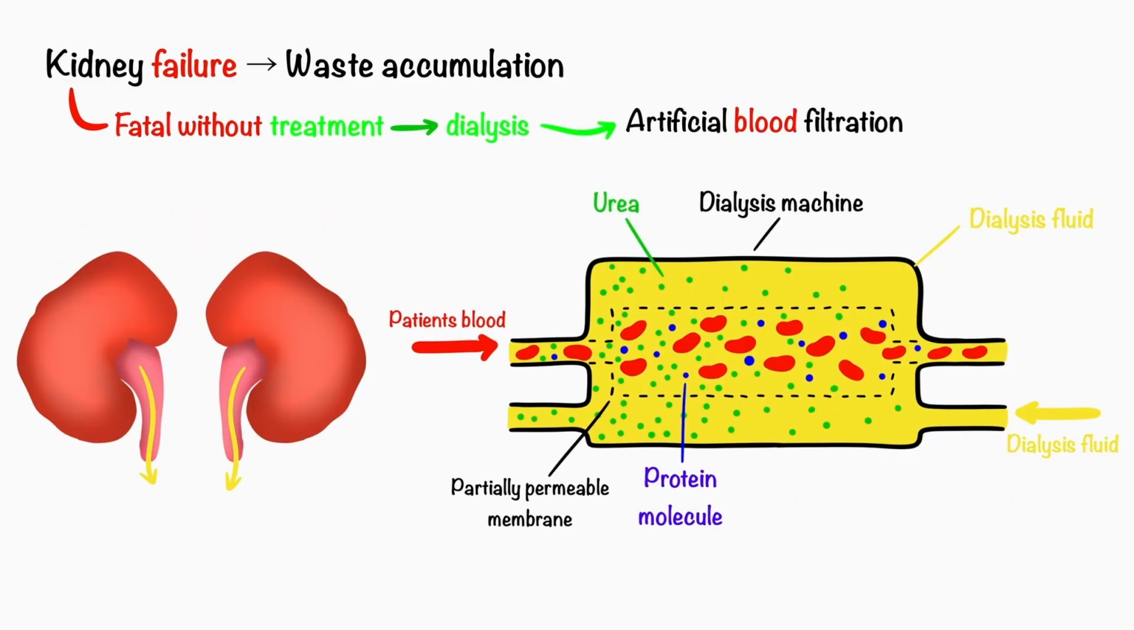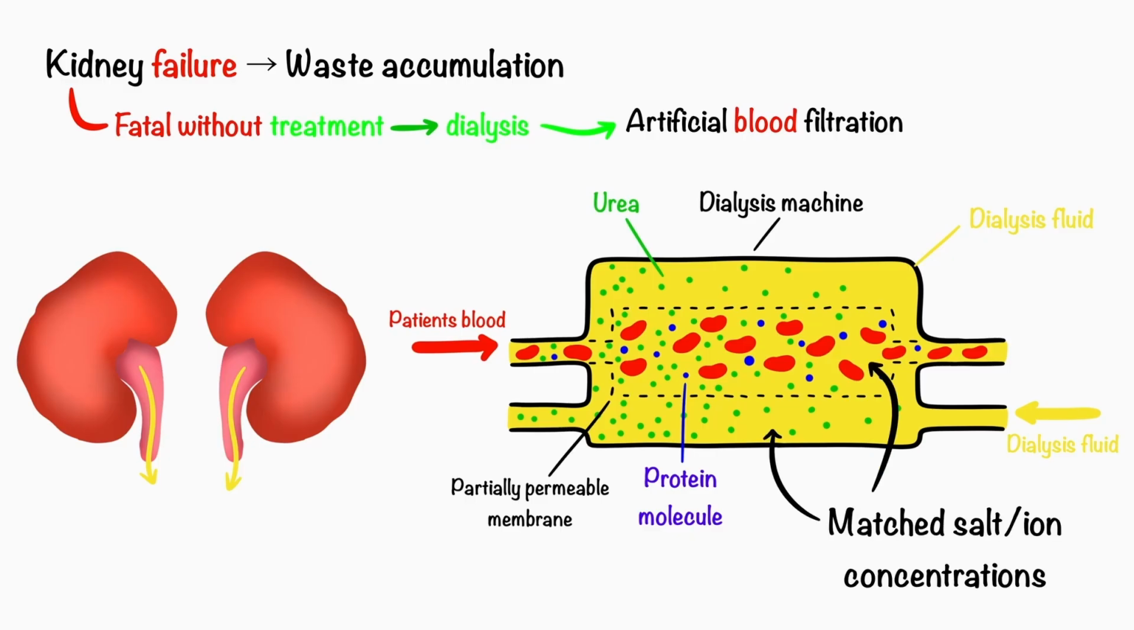Dialysis is a medical procedure that artificially filters the blood. It's designed to keep concentrations of dissolved substances in the blood at normal levels and to remove waste products. In a dialysis machine, the patient's blood flows between partially permeable membranes surrounded by dialysis fluid. This fluid has the same concentration of dissolved ions and glucose as healthy blood. This means these substances won't be lost from the blood during dialysis.